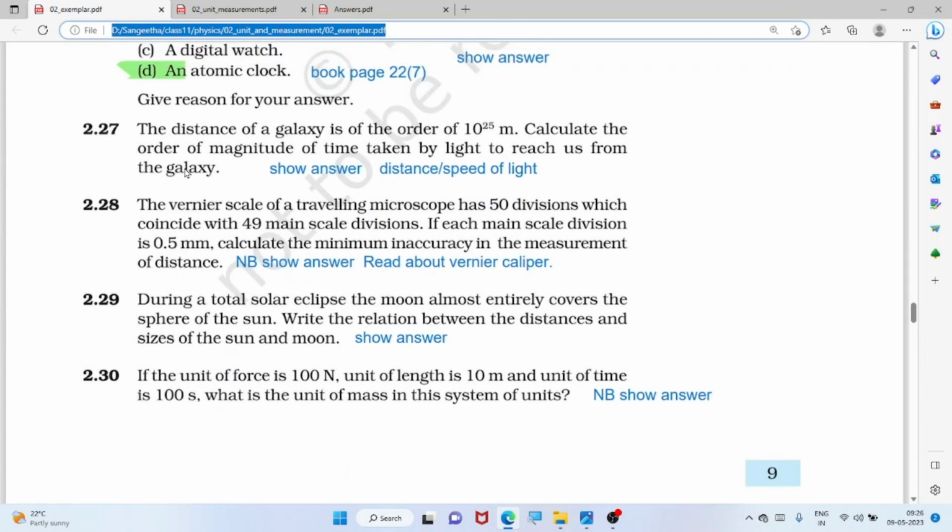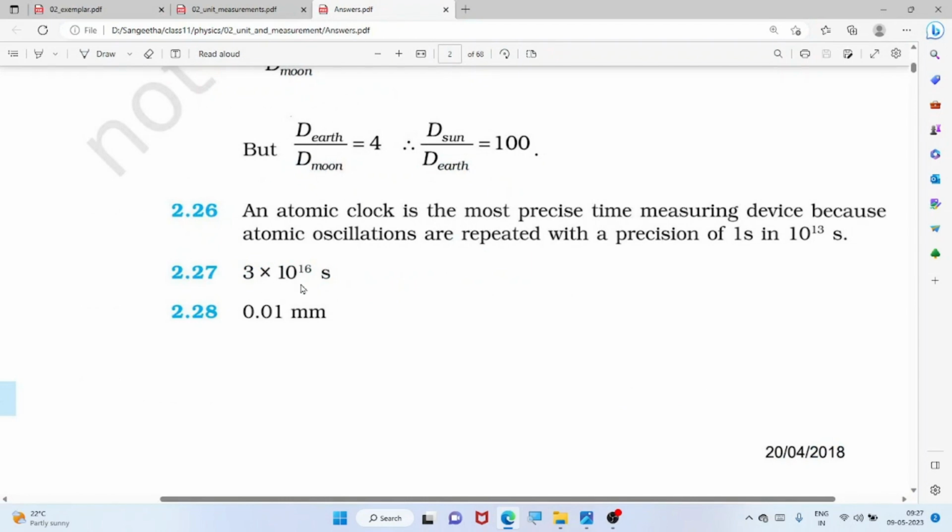The distance of the galaxy is of the order of this. Calculate the order of the time taken by light to reach it. Distance divided by the speed of light, you will get this many seconds.